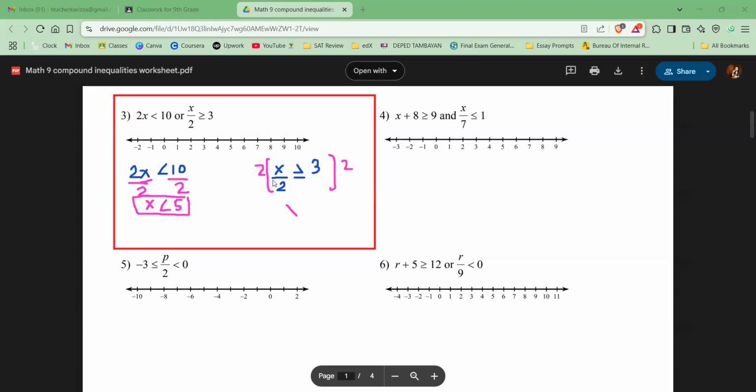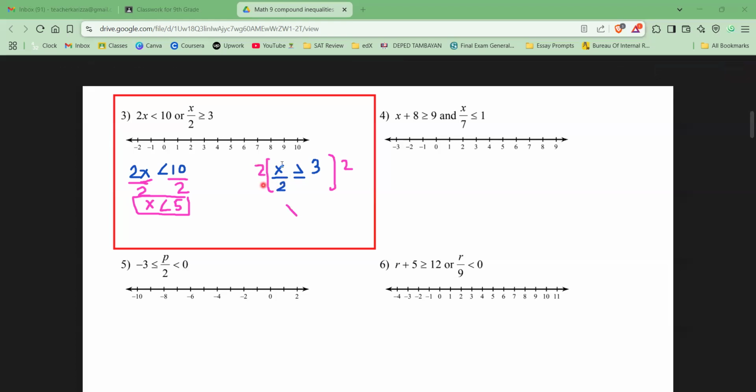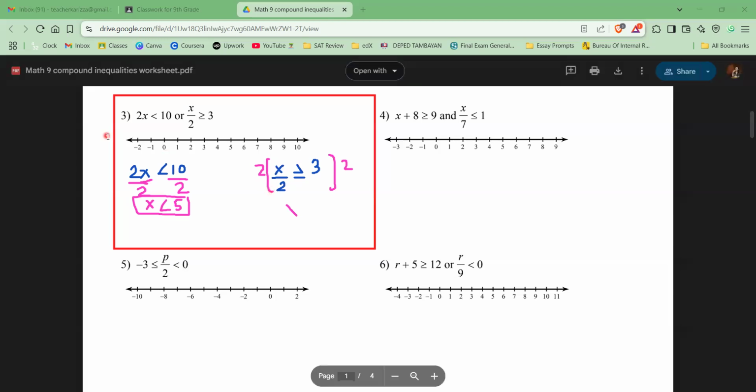Yeah, but it's 2x over 2. So for this side, what do you get? Which is 2x over 2 is 6 over 2. No, you just cross cancel, right? Butterfly method. So you will only have x. 2 divided by 2 is 1. So 1x is greater than or equal to 6. These are your two answers.